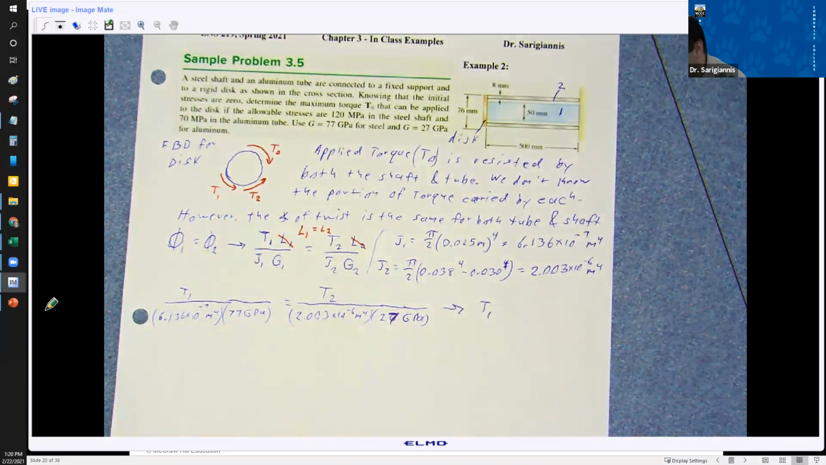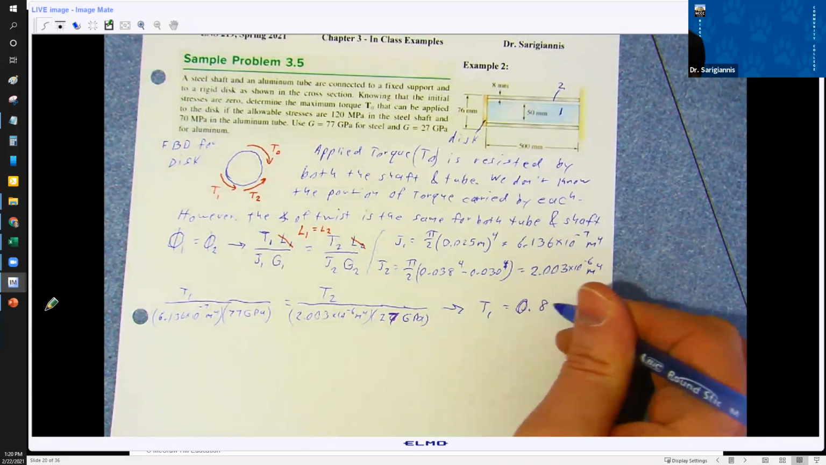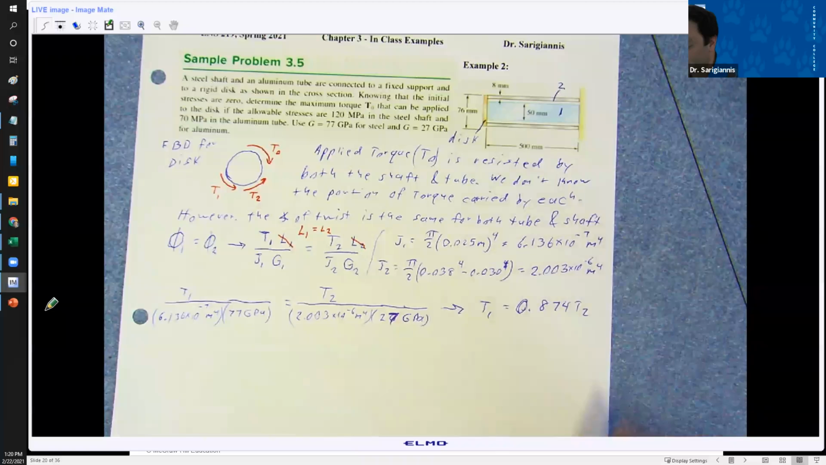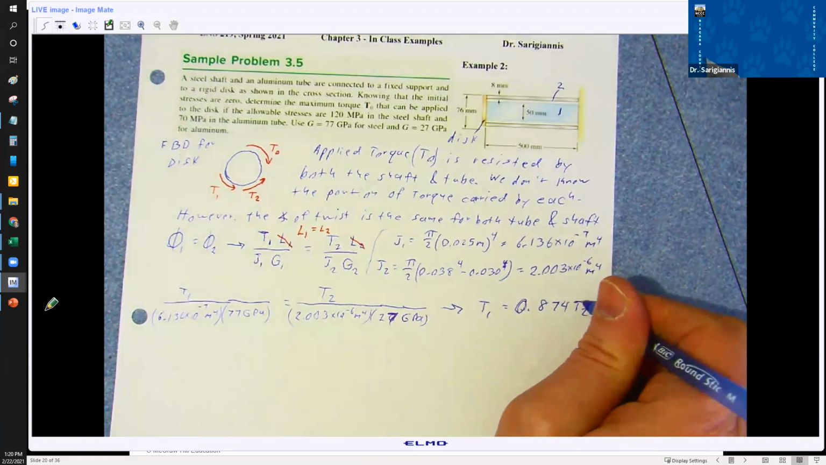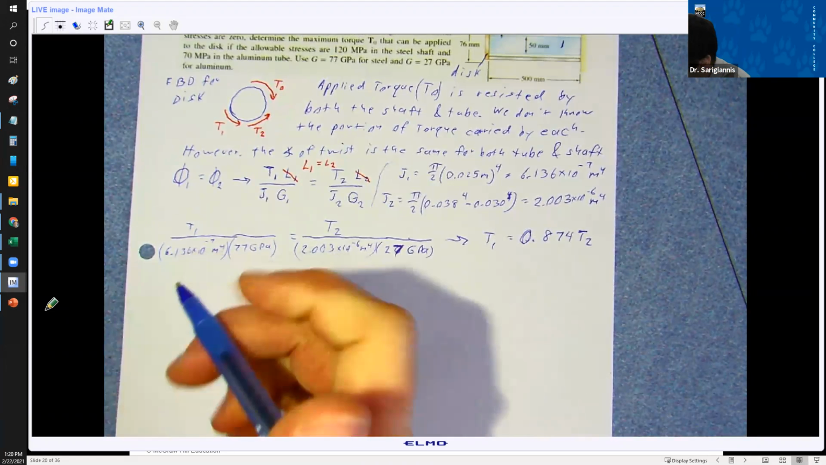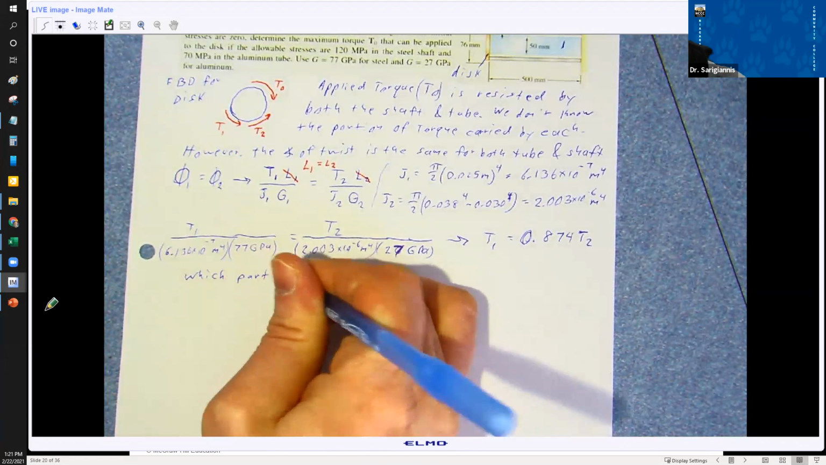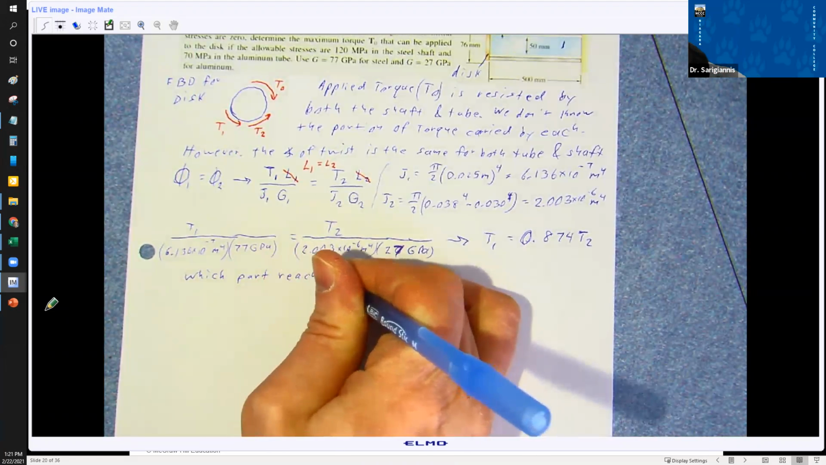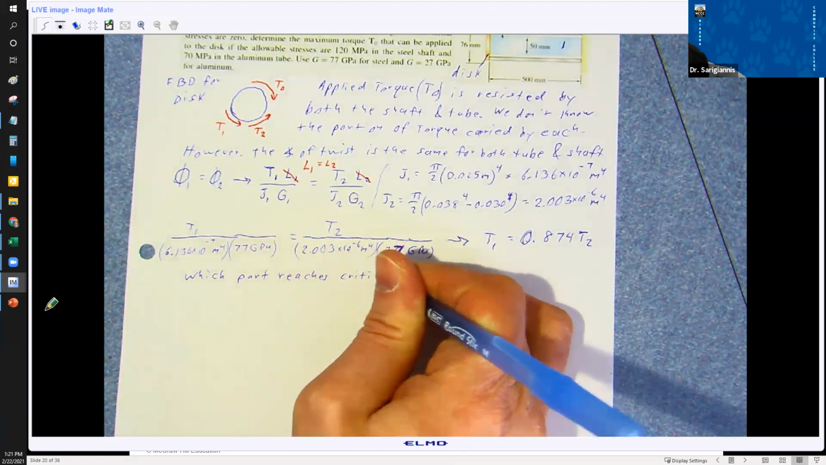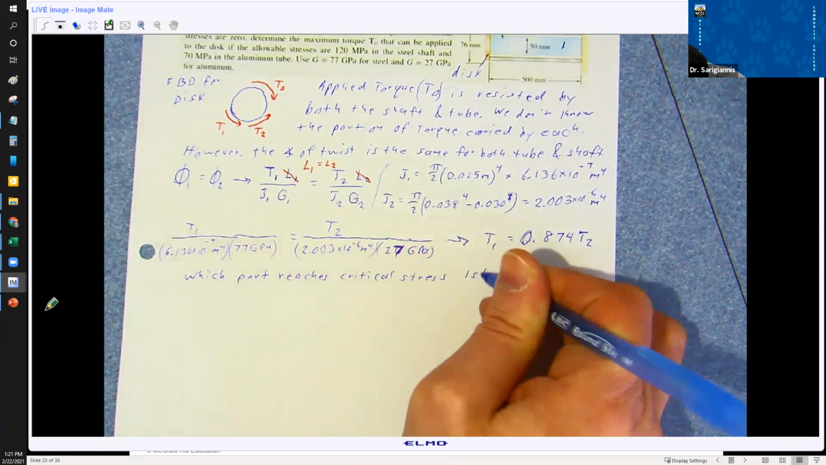For this, basically all the units cancel out, so I wasn't too concerned at this point. T1 is going to be equal to 0.874 T2, right? So T1 and T2 are related this way through the angle of twist. So now the question is, which part reaches critical stress first?